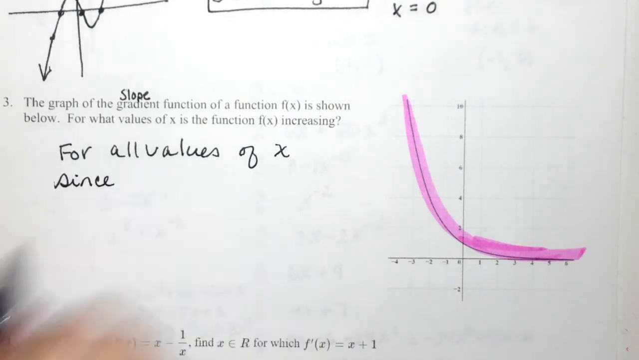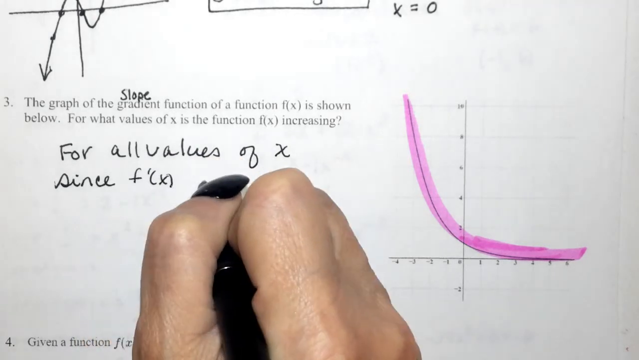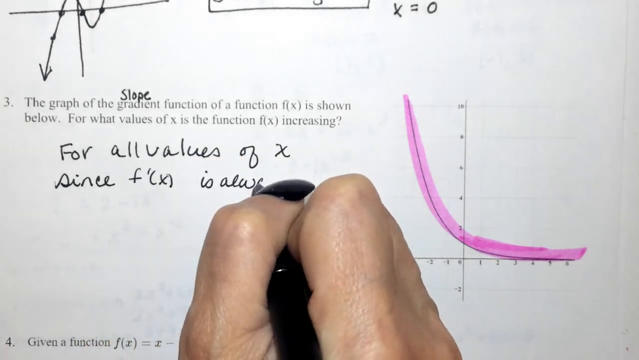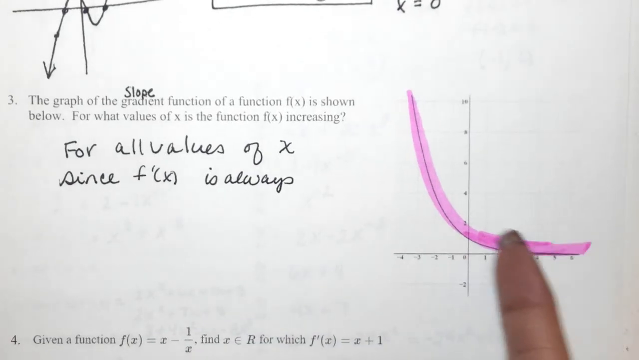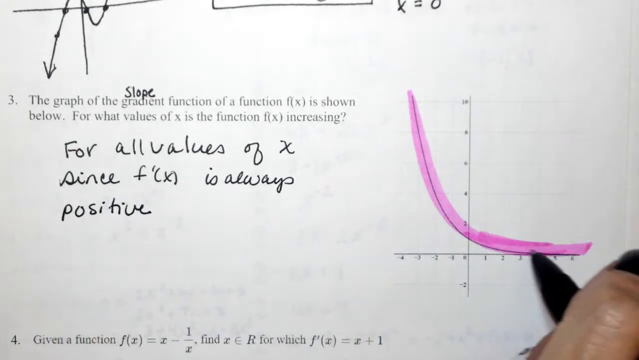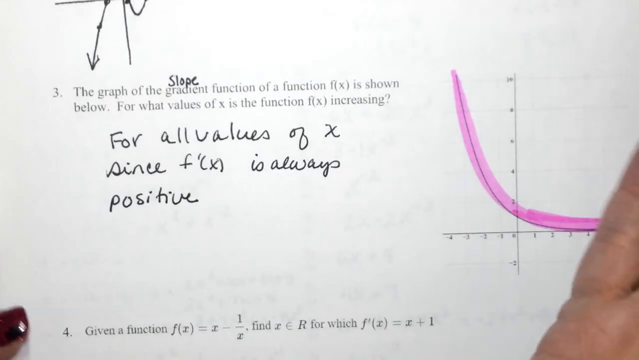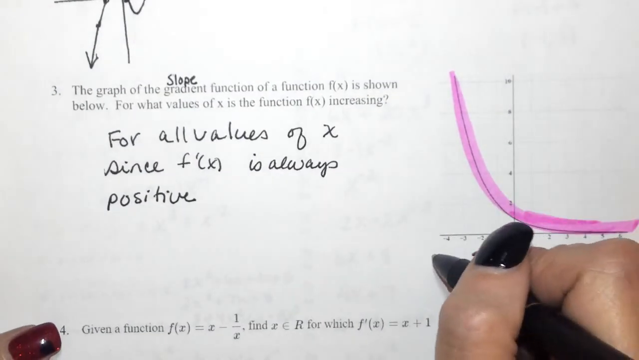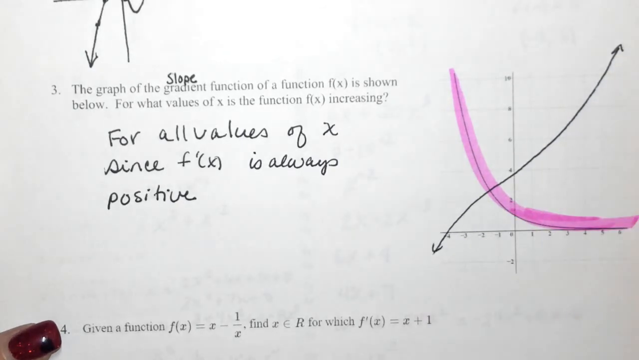since f prime of x is always, what is f prime of x always? It's always pink. It's always positive. Since this is always positive, the function's always increasing. Which would mean if I were to graph a possible representative of this function, it would always be going up. Whatever f of x is, it's always going up. It never comes down. The tangent line is always positive, as it always has a positive slope.